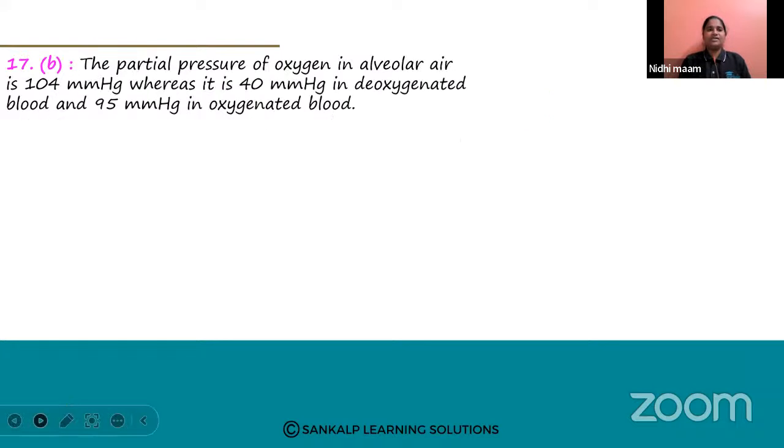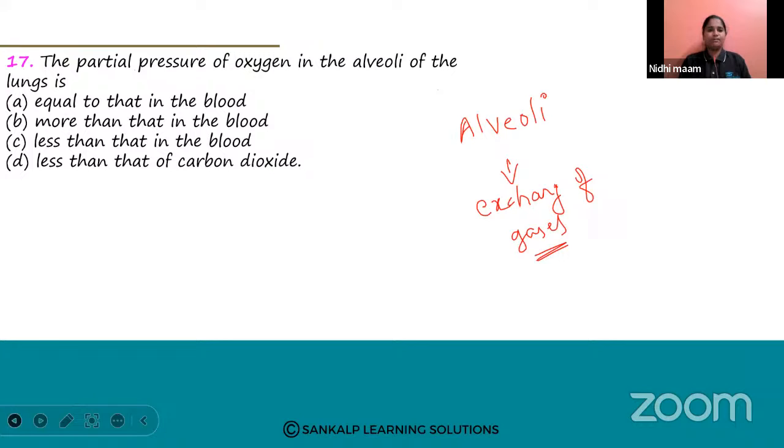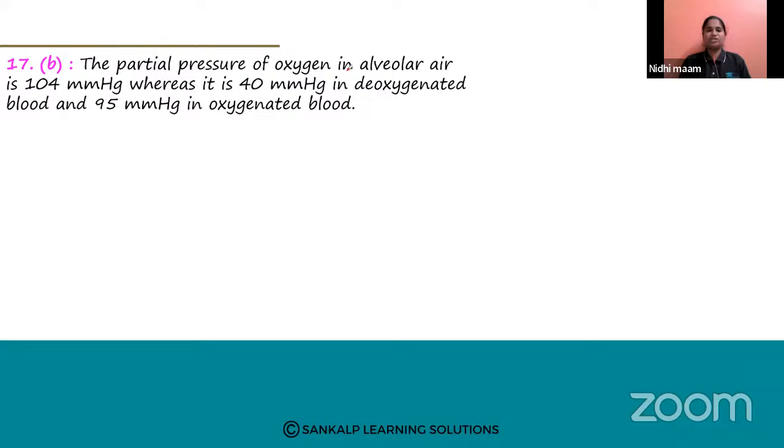Okay. So the right answer is option B, more than that in the blood. The partial pressure of oxygen in the alveoli is 104 mmHg, whereas it is 40 mmHg in deoxygenated blood and 95 mmHg in oxygenated blood. So the alveolar air has a higher partial pressure of oxygen, 104 mmHg. Fine. So these are the few questions on breathing and exchange of gases.